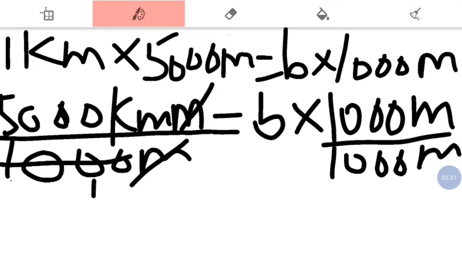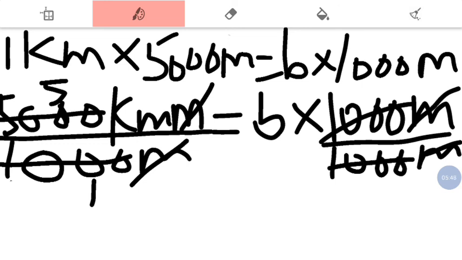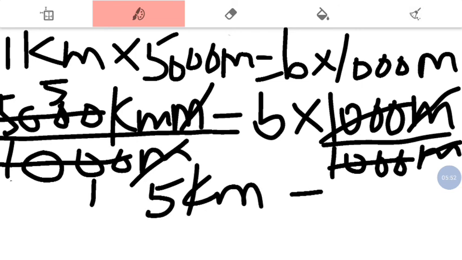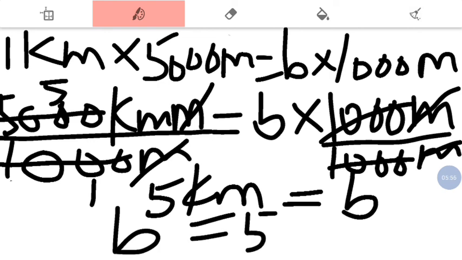1,000 here 1. How many 1,000 can we say in 5,000? That is 5. Your meters cancel your meters here also, and your 1,000 cancels your 1,000. So we have 5 kilometers equals B. That means the value for our B is 5 kilometers, which means when you convert your 5,000 meters to kilometers, you have 5 kilometers. Give yourselves a round of applause.